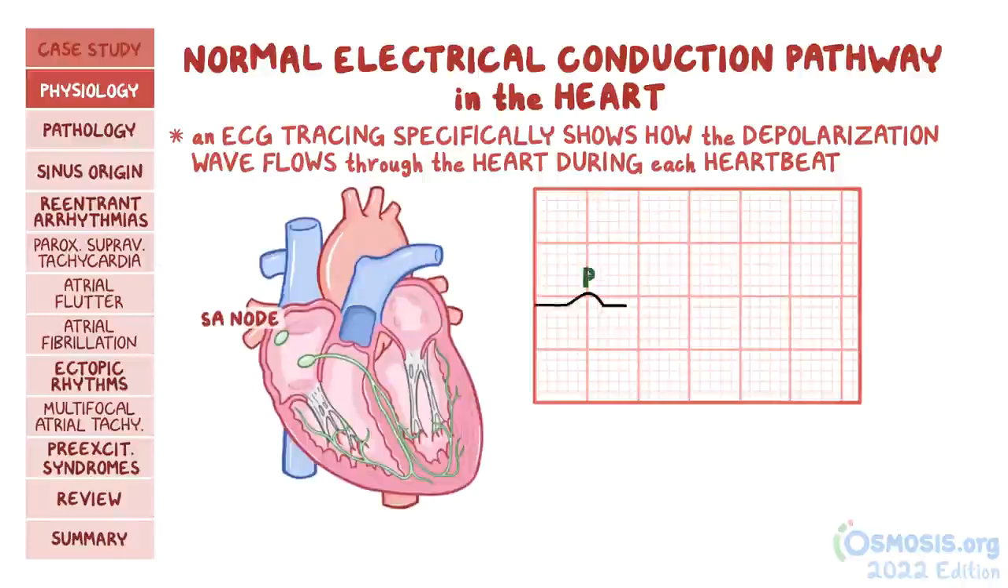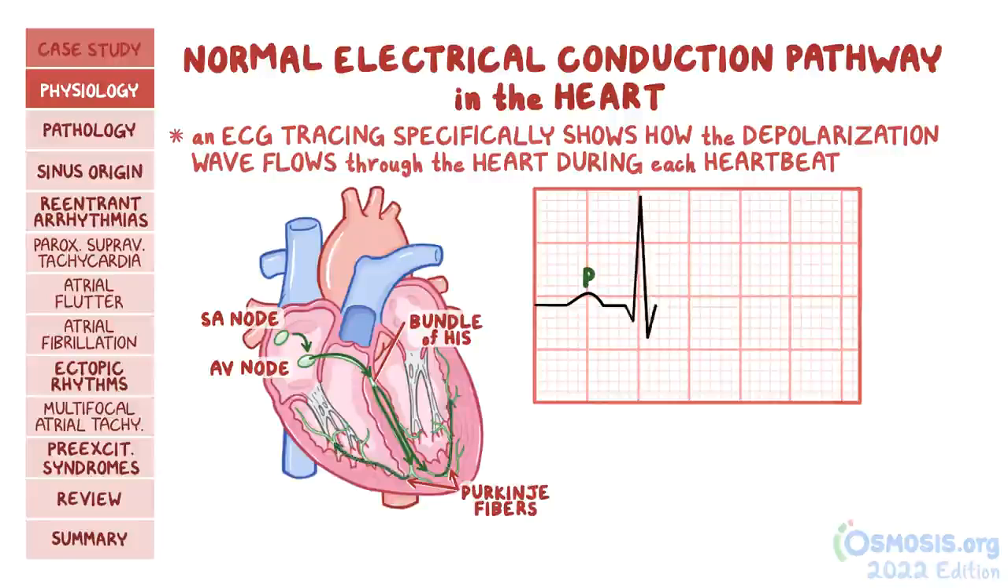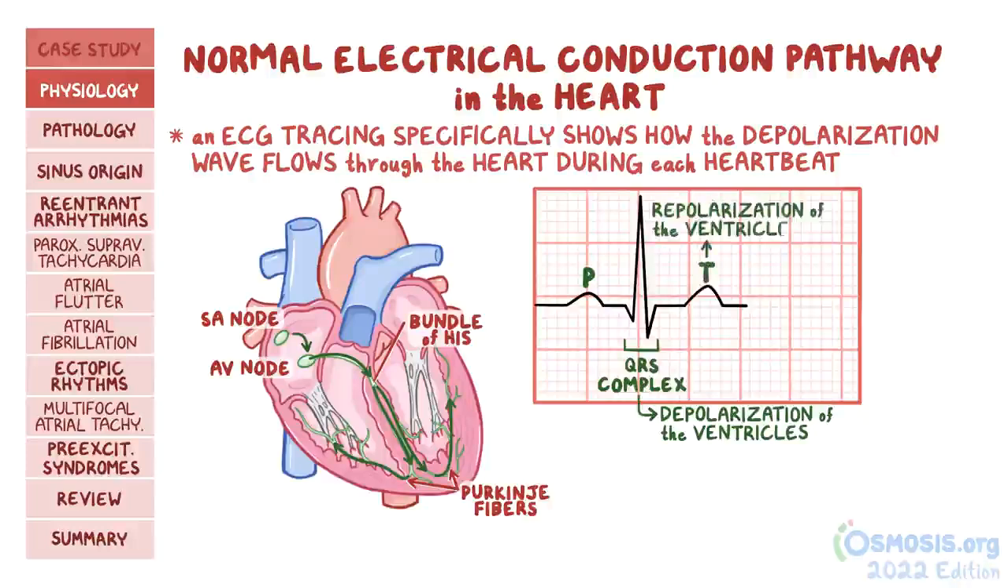From the atrium, electrical activity goes to the atrioventricular or AV node, after which it goes through the bundle of His. Then, the right and left branches of the bundle, and finally, through the Purkinje fibers, which deliver the current to the right and left ventricles. On an ECG, this will create the QRS complex, which represents the depolarization of the ventricles, and finally, the T wave, which represents the repolarization of the ventricles.